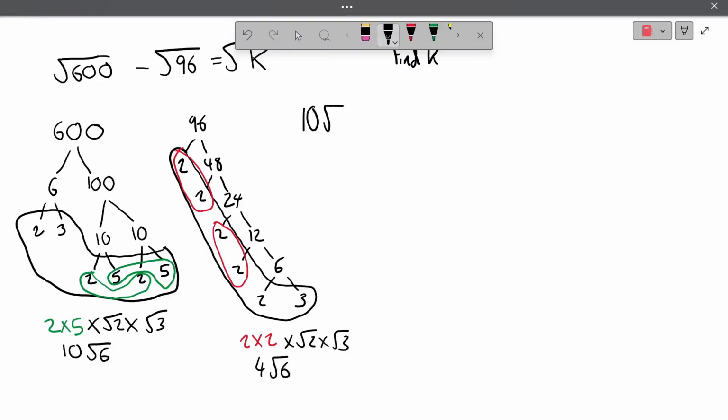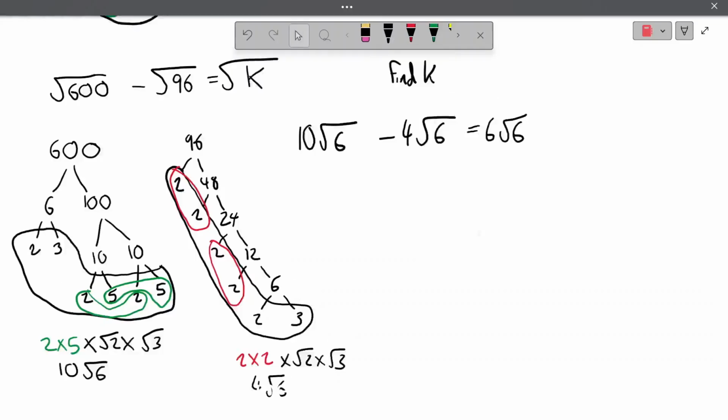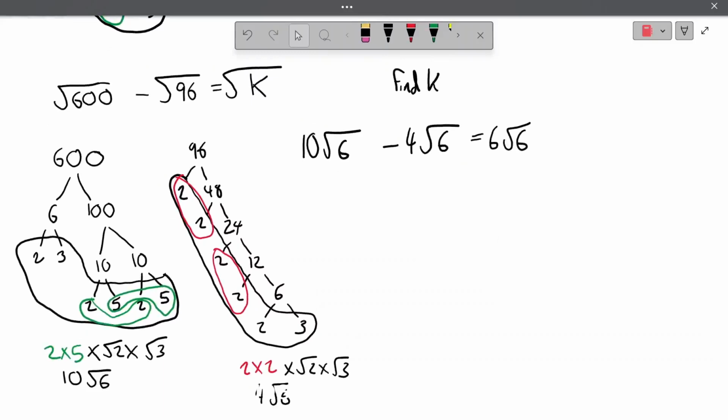So we have 10 square root of 6 minus 4 square root of 6 is 6 square root of 6. Now, if we look at this question, though, I want it as a single square root of k. Well, 6 square root of 6 is the same as the square root of something times the square root of 6. Now, 6 is the same as the square root of 36. And then we end up having to do 36 times 6.